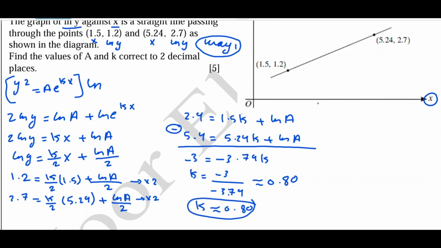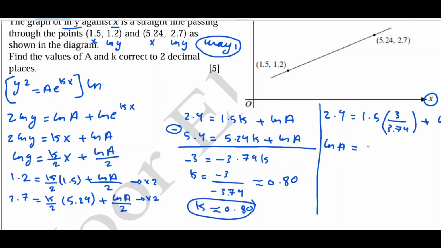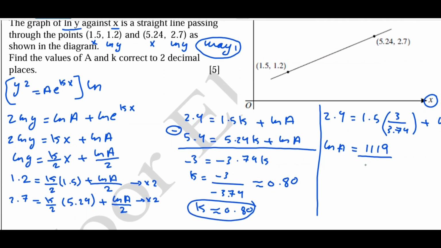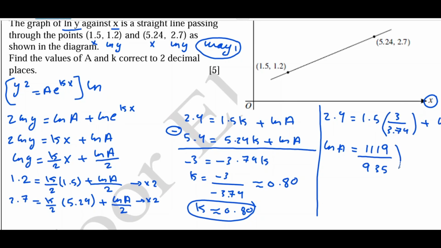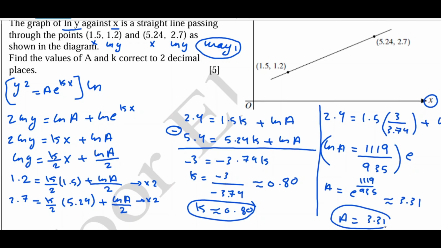Let's find A. I'm going to use one of the two equations and substitute the k value. 2.4 equals 1.5 times the exact k value, 3 over 3.74, plus ln A. Rearranging terms, ln A equals 1119 over 935. I'm going to take e to the power of both sides. A equals e to the power 1119 over 935, rounded to 3.31. So A equals 3.31 to two decimal places. I hope you have no questions about way 1.